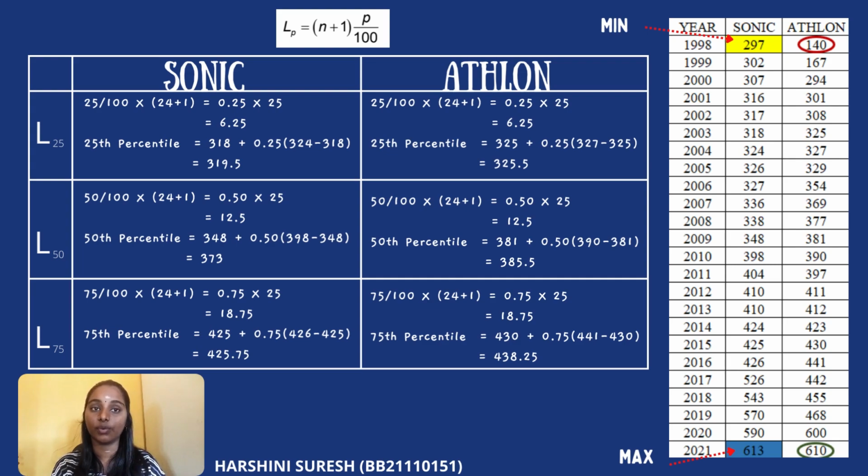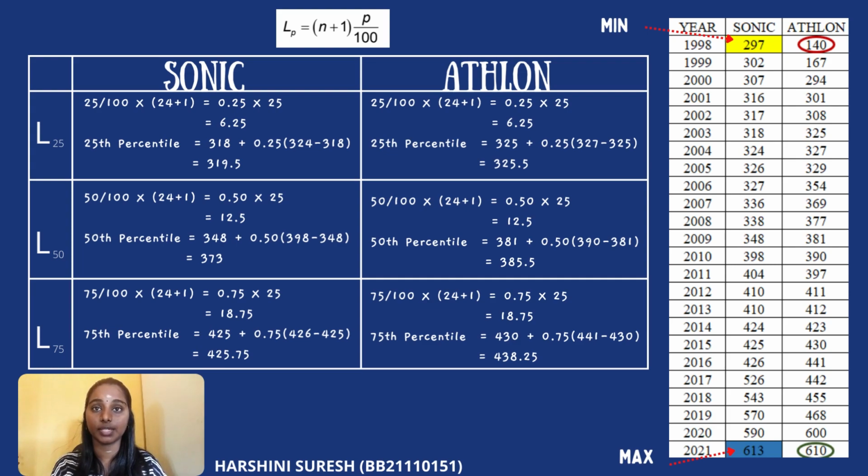And the last one for Sonic will be the 75th percentile. We take 75 over 100 times (24 plus 1), and we will get 18.75. Based on the data, the 18th rank is 425. So we will take 425 plus 0.75 times (426 minus 425), and we will get for the 75th percentile the answer 425.75. The next one will be for Athlon.